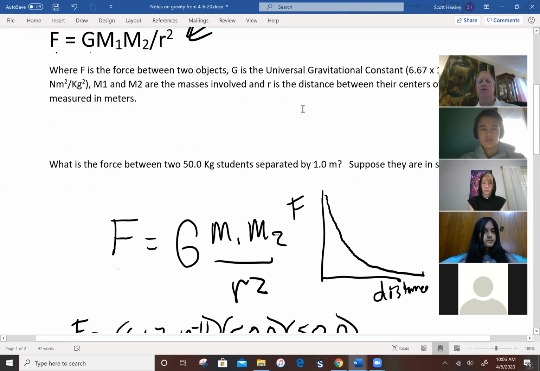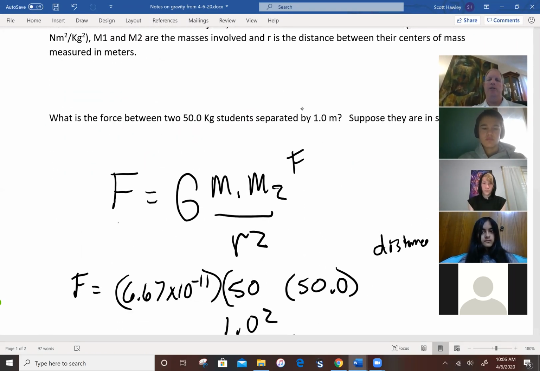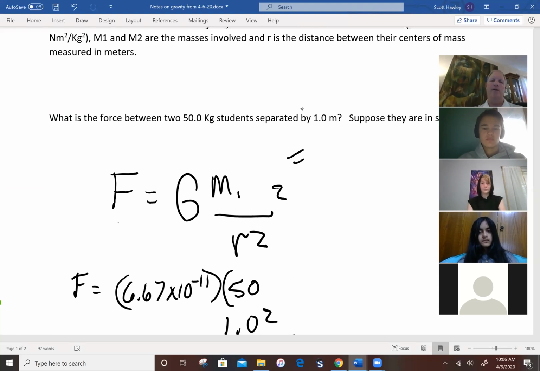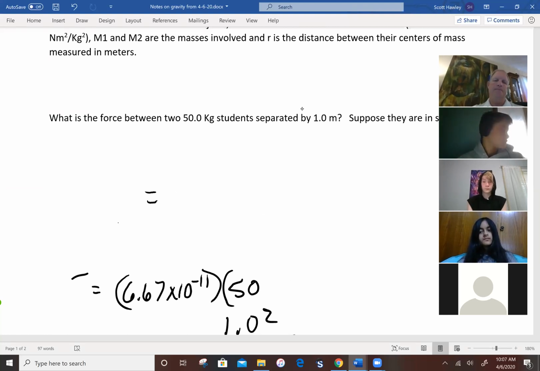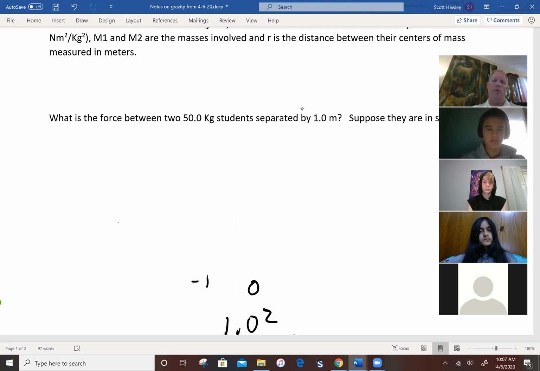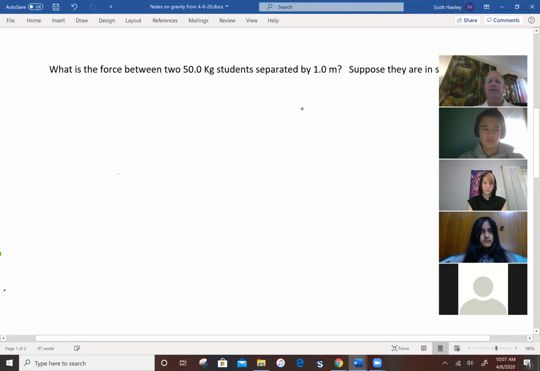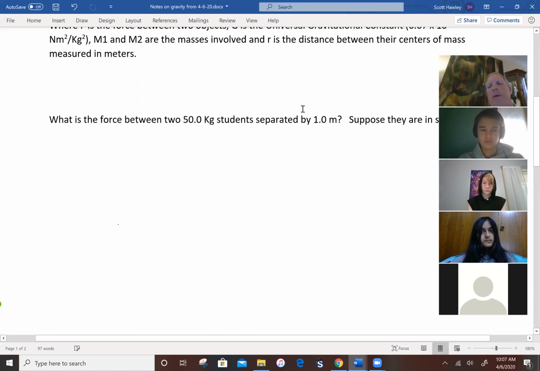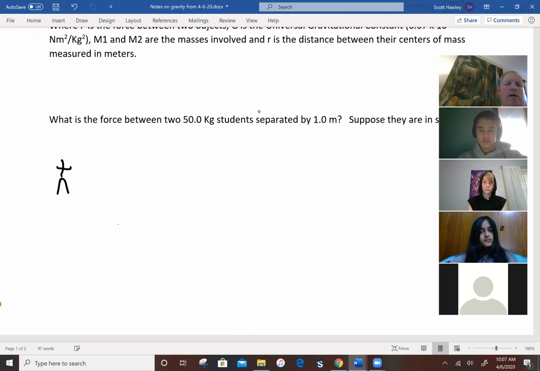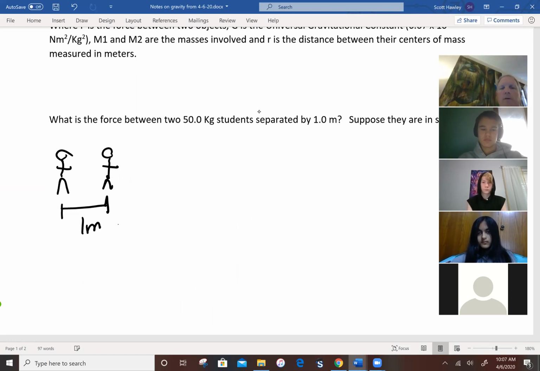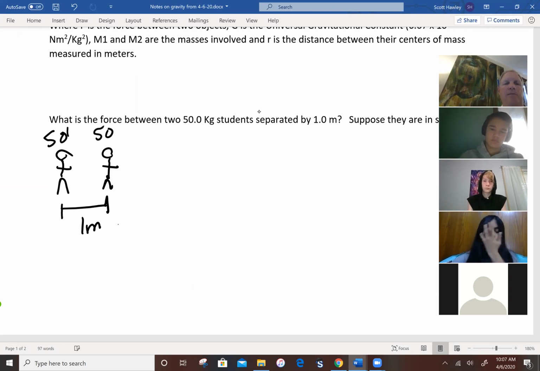All right, so let's use this as an example. Let me show you just basically how you can use this equation. Like I said, we were working on this some in our first class. Okay, so let's say that Dirac and Bow are out in outer space, okay? So here they are. And let's say that they are 1 meter apart, okay? Let's say that both of them have a mass of 50 kilograms.